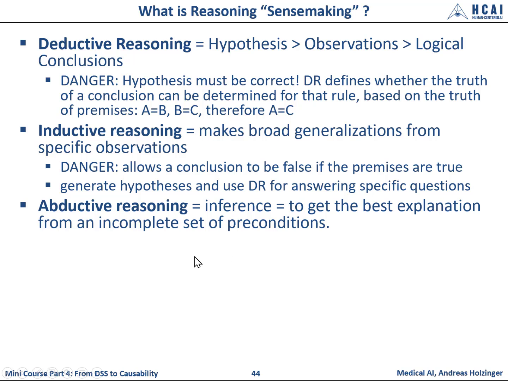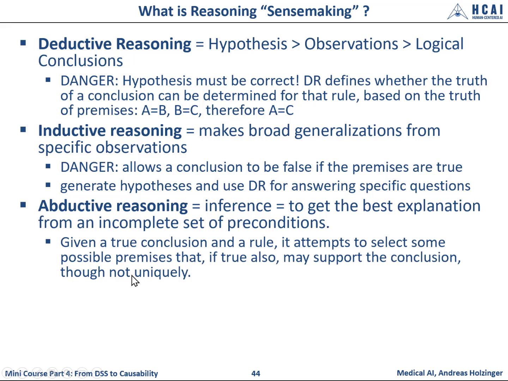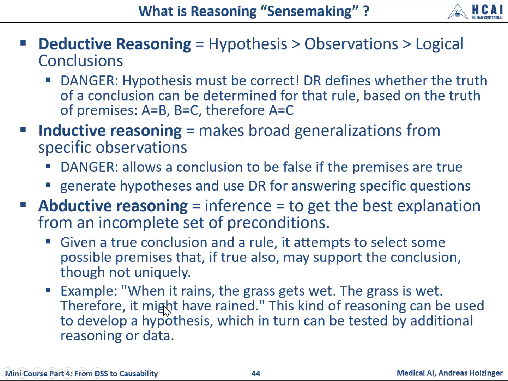And the third case is abductive reasoning. This is inference to get the best explanation for an incomplete set of preconditions. So for example, given a true conclusion and a rule, it attempts to select some possible premises that, if true also, may support the conclusion, though not uniquely. And the example, a typical example, when it rains, the grass gets wet. The grass is wet, therefore it might have rained. You see this difference. So this kind of reasoning can be used to develop a new hypothesis, which in turn can be tested by additional reasoning or additional observational data.